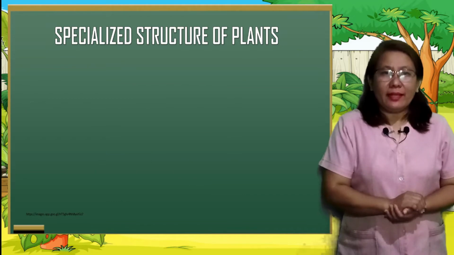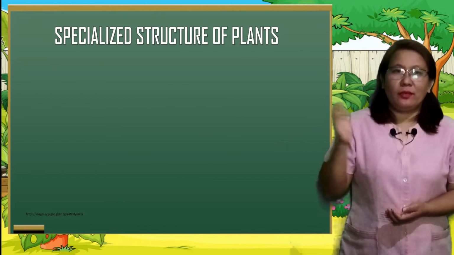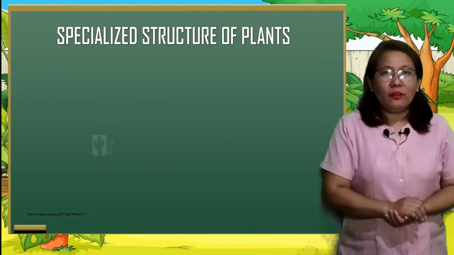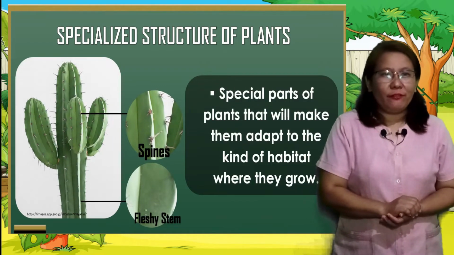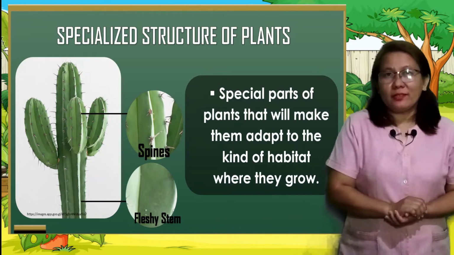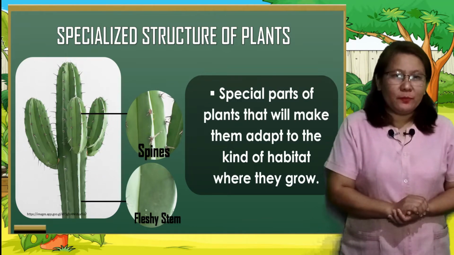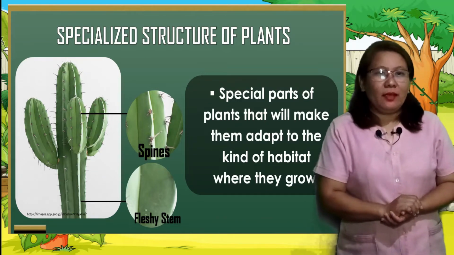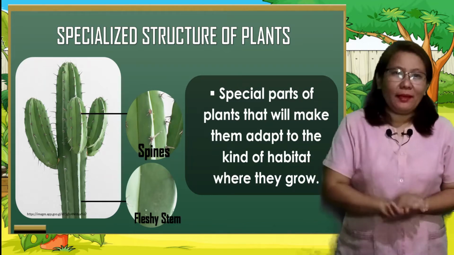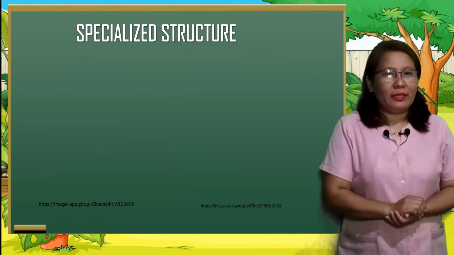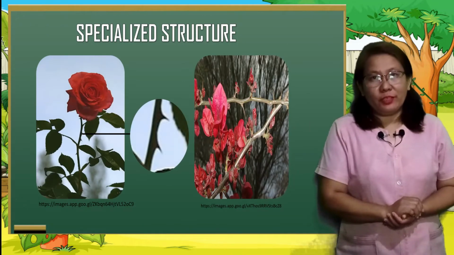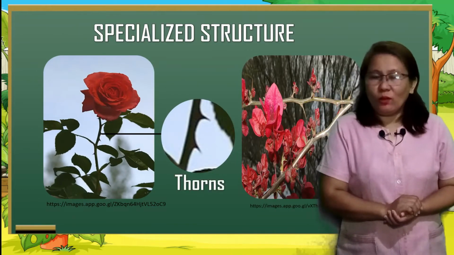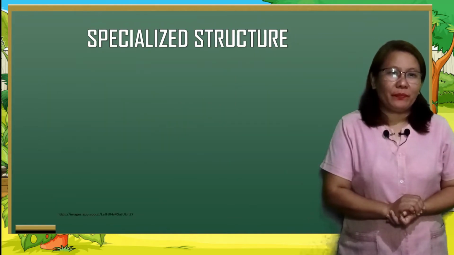structures of plants. Let's take, for example, cactus. Cactus is the best example of desert plants. These plants have spines and fleshy stems as their specialized structure to store water, especially in the desert. Another example of terrestrial plants are roses and bougainvilleas. Roses and bougainvilleas have thorns as their specialized structure, but not all plants have thorns.